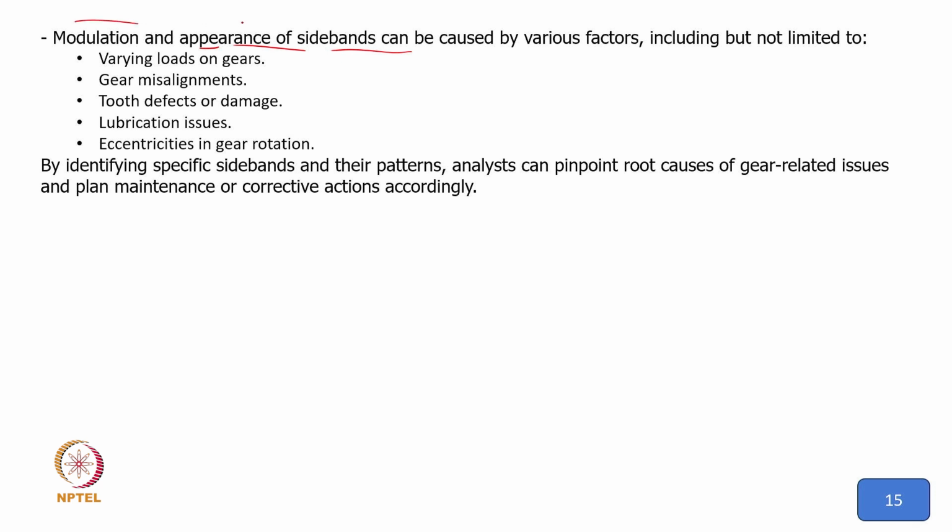Now coming to the sideband, which we mentioned in the previous slide, it says that modulation and appearance of sidebands can be caused by various factors. One is a significant change in gear load, there is a misalignment, there is some sort of tooth damage, and that is what we wanted to achieve. Because in my case, gear misalignment is also a fault, so we should diagnose that. Tooth defect is also a fault, we should diagnose. If there is any lubrication drag case, that will also give a response. And if the shaft is getting eccentric, a little eccentricity is coming in shaft rotation, that also needs to be accounted for. So this all will give us sidebands.